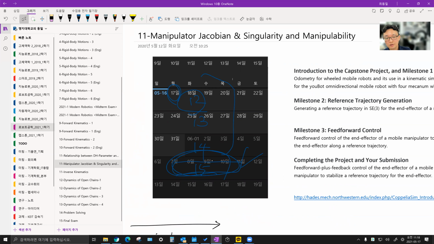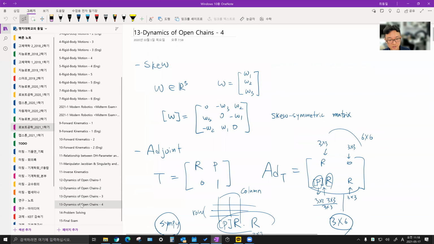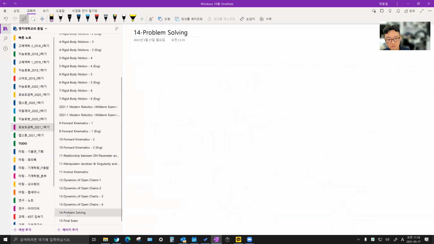Actually, the class will be finished here, and the 14th week will be problem solving, some kind of problem examination examples. I will show some problem solving examples, and then you will take an exam in the 15th week.